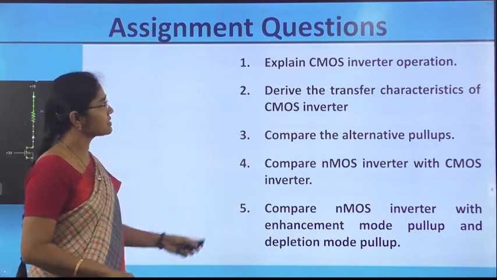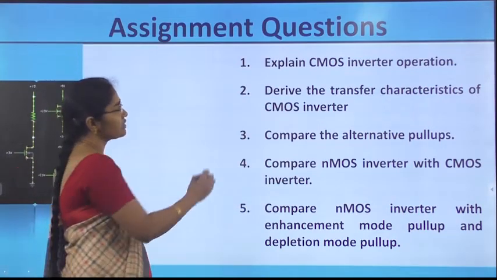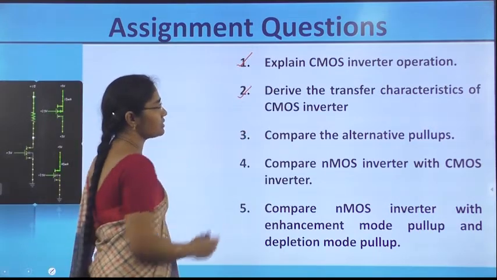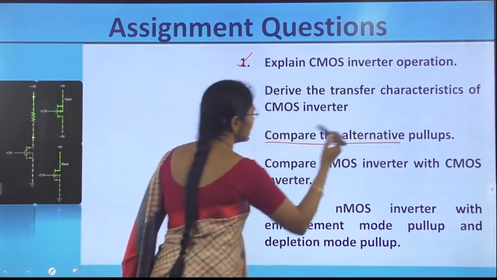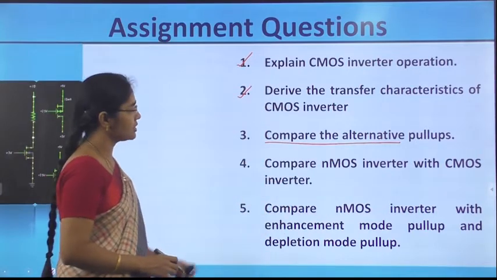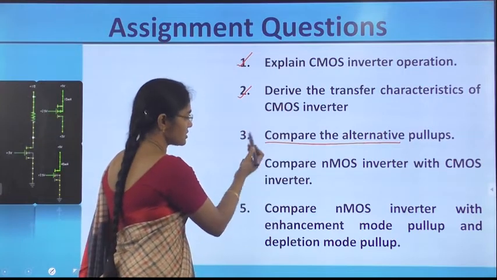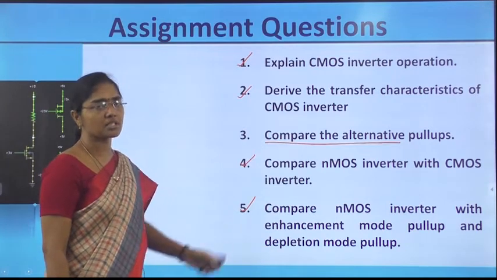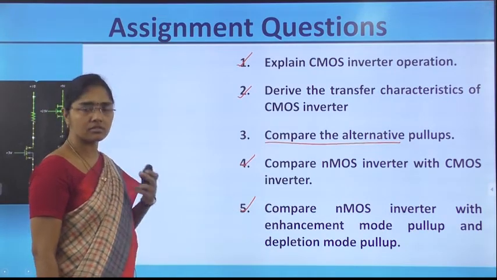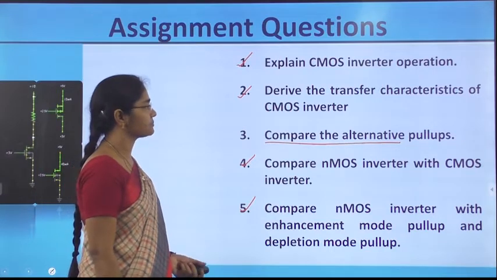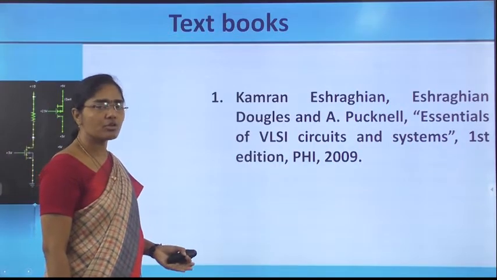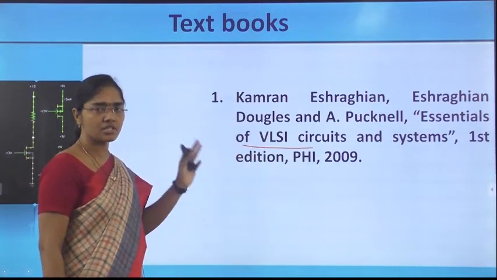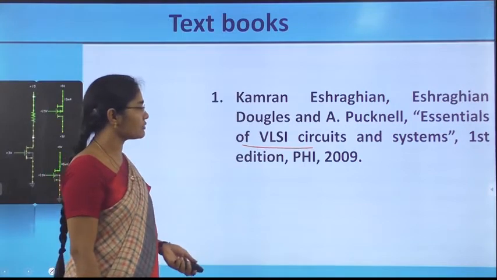Take these questions as assignment questions: explain the operation of the CMOS inverter and derive the transfer characteristics of the CMOS inverter. Compare all the alternative pull-ups, compare NMOS with CMOS, and compare NMOS enhancement pull-up with NMOS depletion pull-up, so that you can get clarity on this topic. Follow the textbook Essentials of VLSI Circuits and Systems by Bucknell for understanding of this topic.